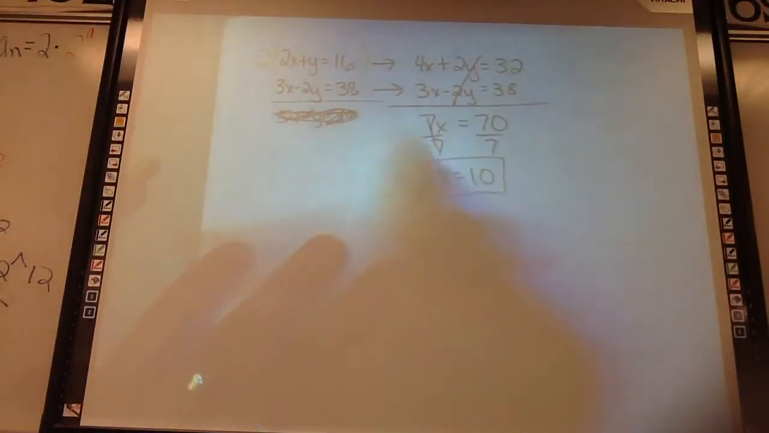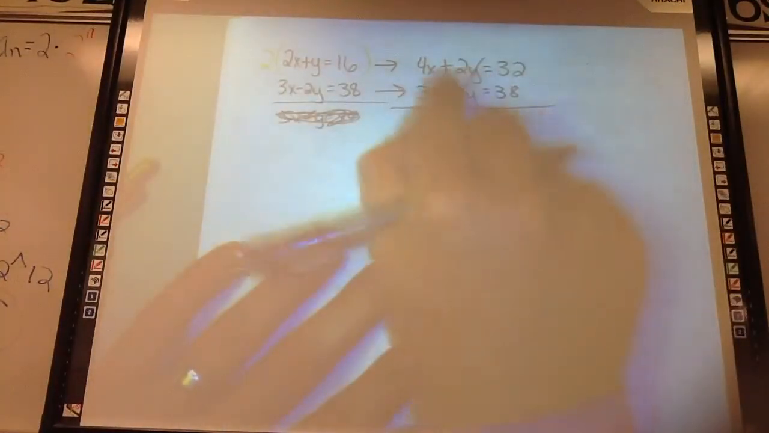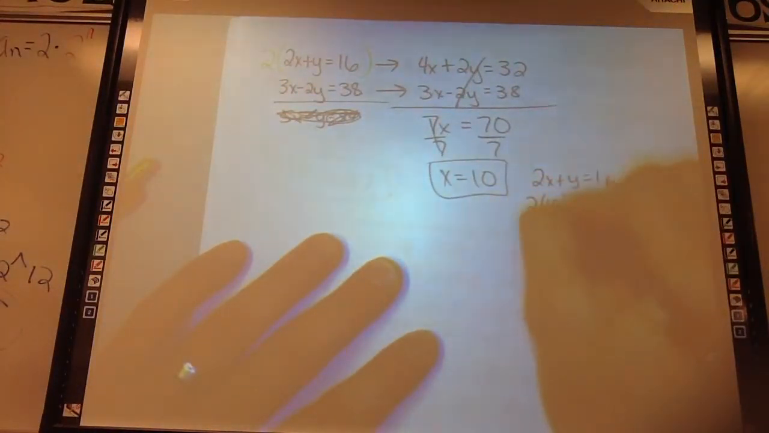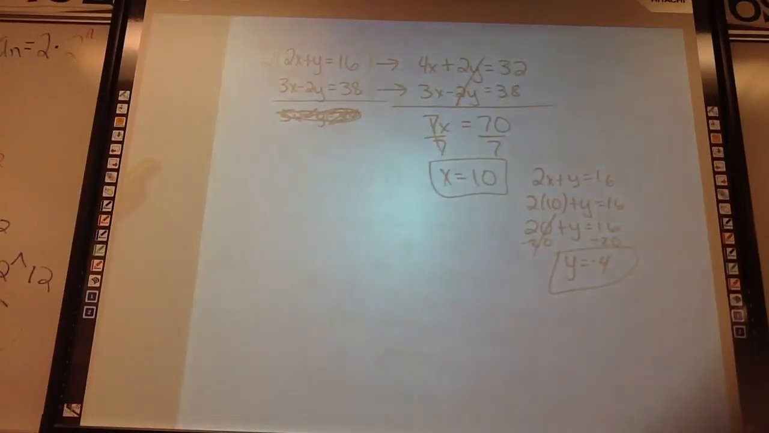Now plug it back into either one, whichever one looks easier. You pick any of those. I pick 2x + y = 16, so 2 times 10 plus y is 16. 20 plus y is 16, minus 20, so y is negative 4. You should get 10 and negative 4.